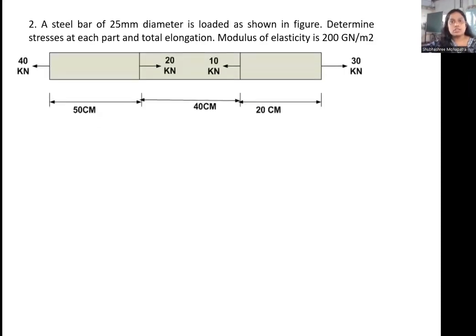The next question is, a steel bar of 25 mm diameter is loaded as shown in the figure. Determine stresses at each part and total elongation. Modulus of elasticity is given as 200 gigapascal.